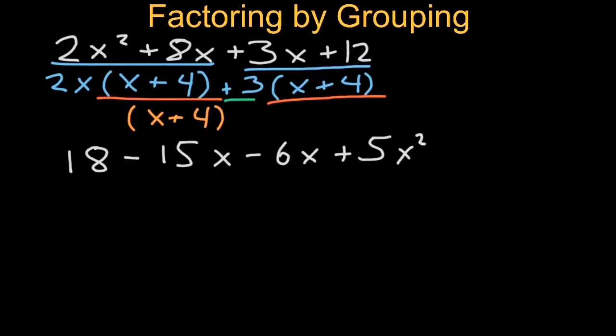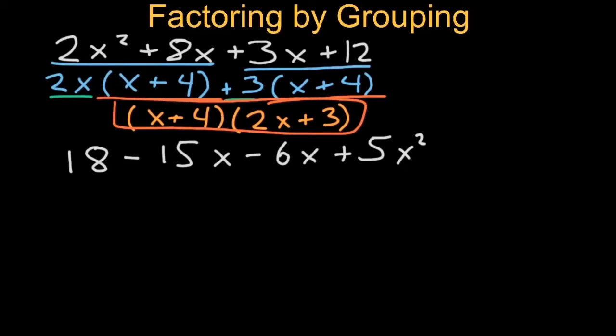And we have these two remainders right here, 2x and positive 3. So then we can bring them down here, and the other bracket will be 2x plus 3. And this is our final answer for the first question.